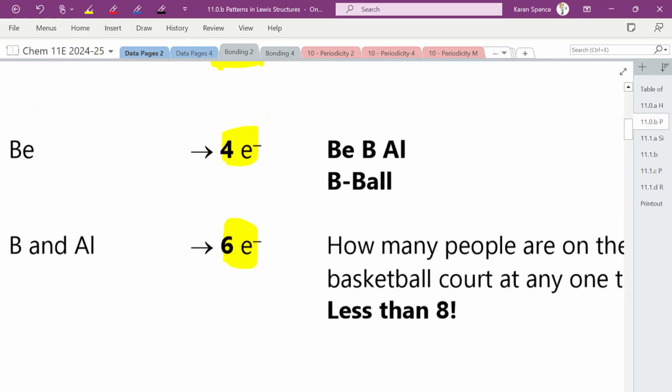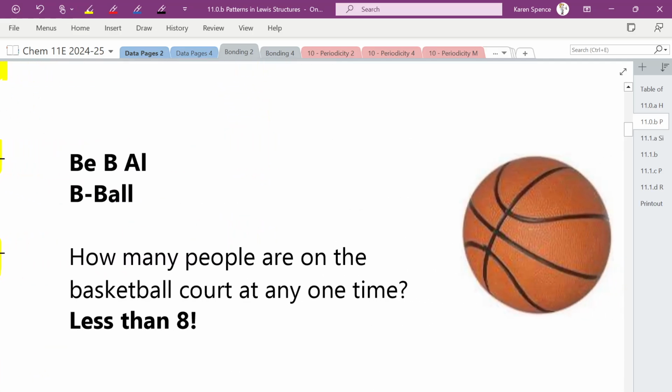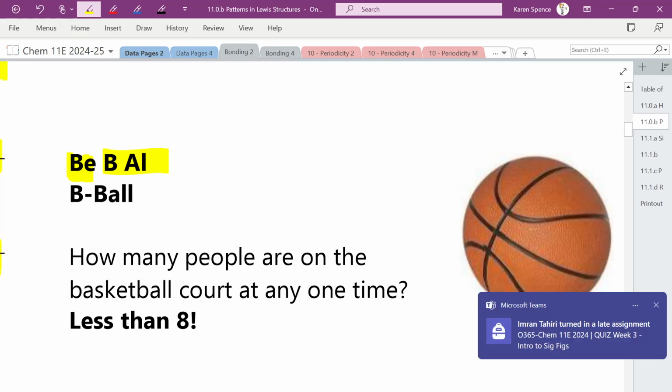How can you remember this? Look what we have. A b-ball, basketball, b-ball. And look what they spell. B-ball. Okay?